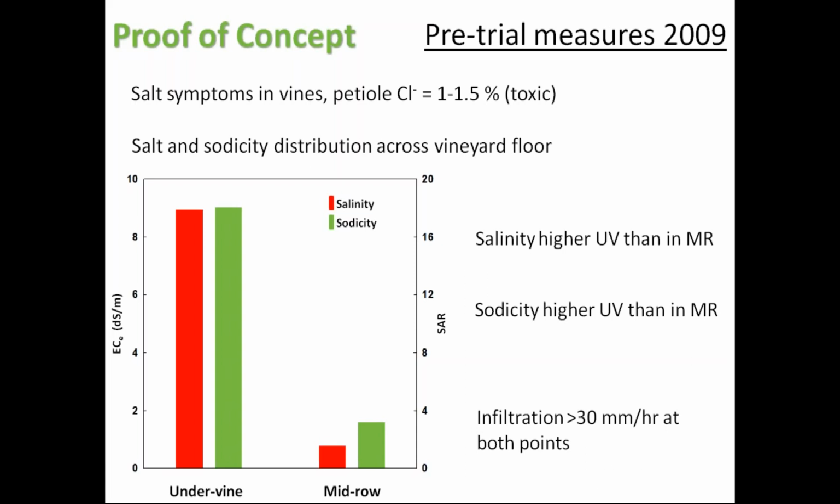But in fact what we found was that both the undervine and the mid-row soils, despite the differences in salinity and SAR, both of them were quite receptive to infiltration rates in excess of 30 mils per hour. And this gave us some hope that maybe we could work with these soils in trying to increase the amount of water that's going through the undervine area.